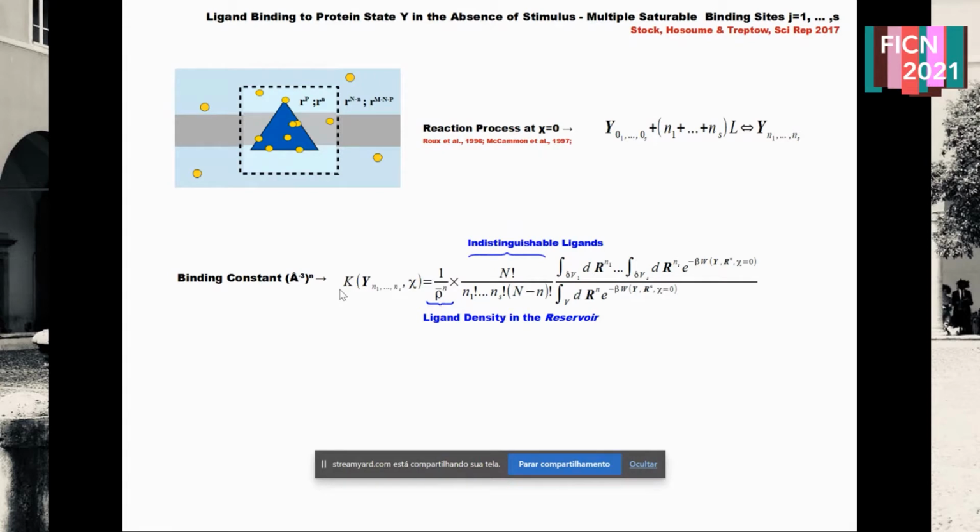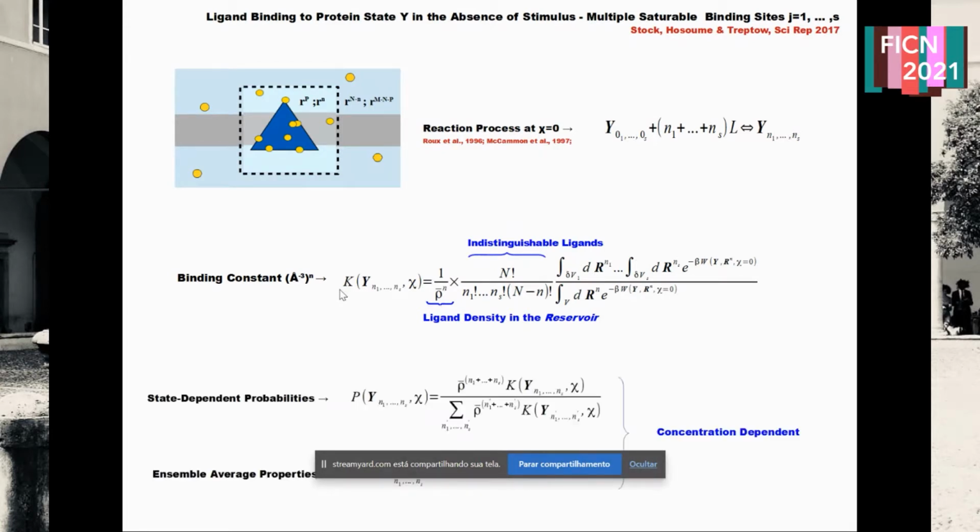Knowledge of that binding constant is very important here because from it we may quantify the occupancy probability of the protein in a specific conformation, so its occupancy by a specific number of ligands. And therefore, we may quantify any ensemble average property of the system in a concentration-dependent manner.